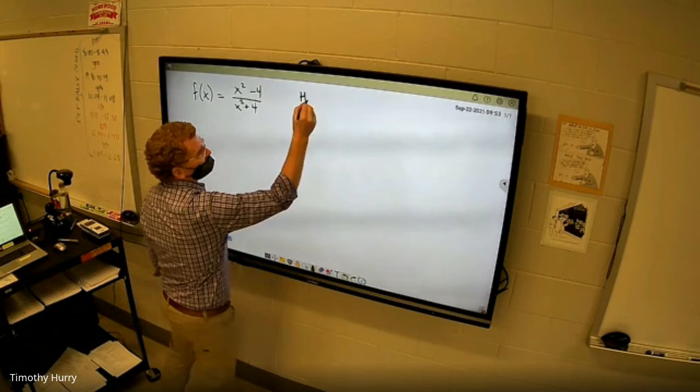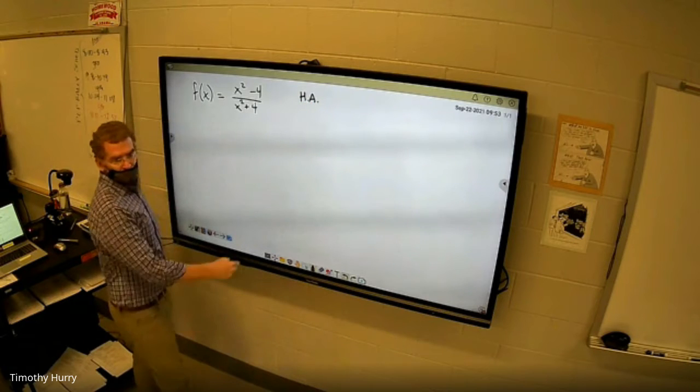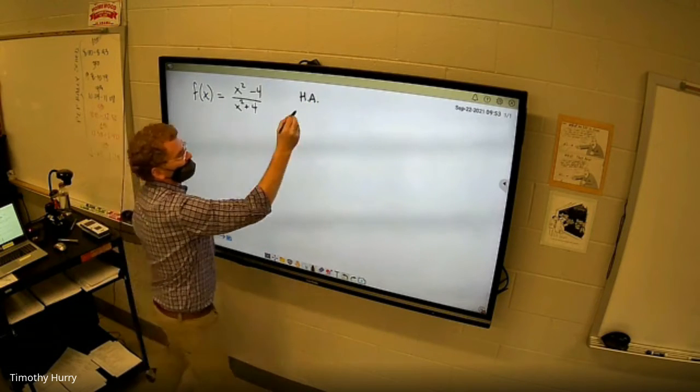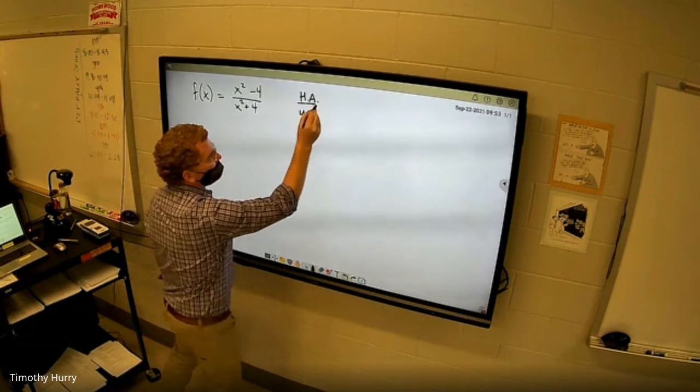What did we learn about that? If they're equal, you take the coefficient. So my horizontal asymptote is y equals 1. And that'll help me on my sketch.